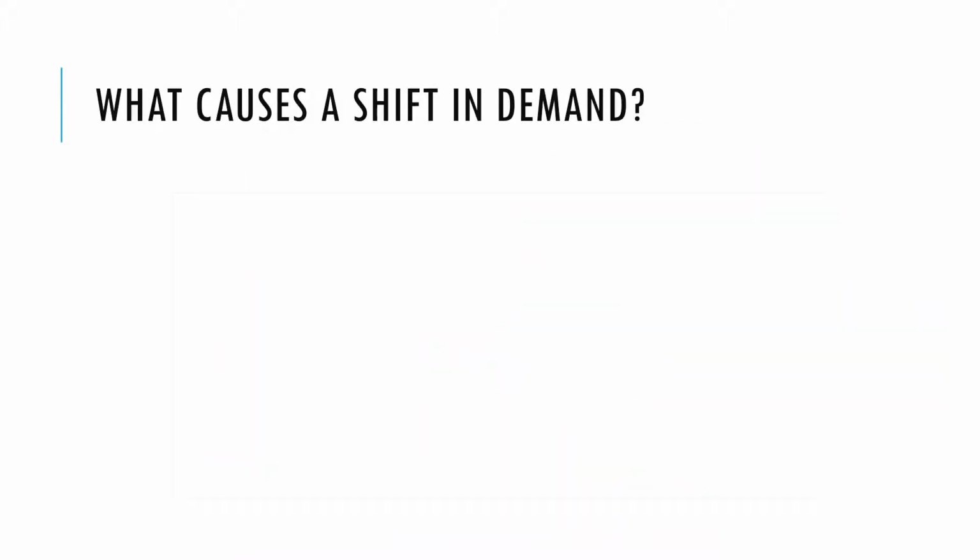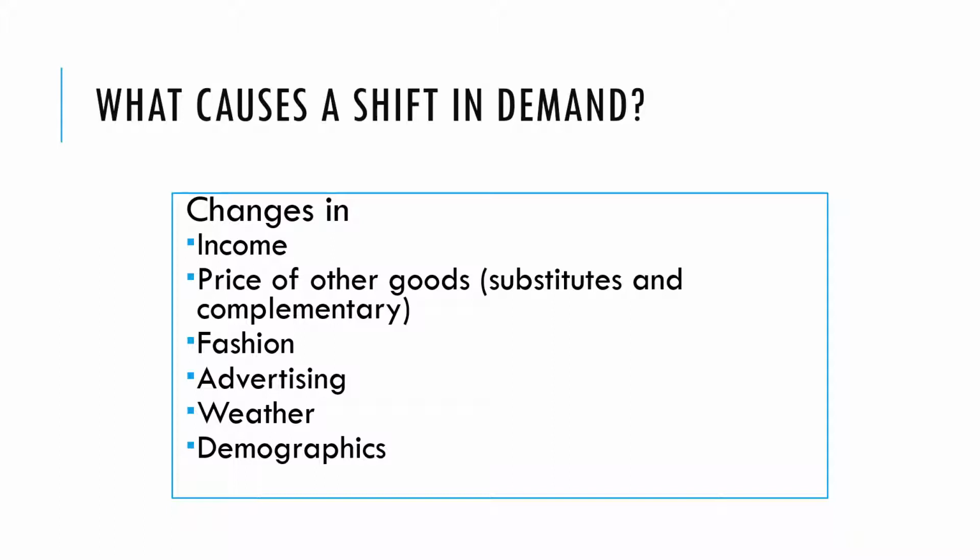So what might cause a shift in demand? Well, these might be factors that would cause a shift in demand. A change in income, maybe a change in the price of other goods. So actually, if the price of petrol went down, maybe I'd be more willing to buy a car. Things like fashion, if it's very fashionable now, that might see a shift to the right in demand. Advertising, weather, and changes in the population, which we call demographics. Maybe as there's more young people, they might see an increase in demand for certain products.